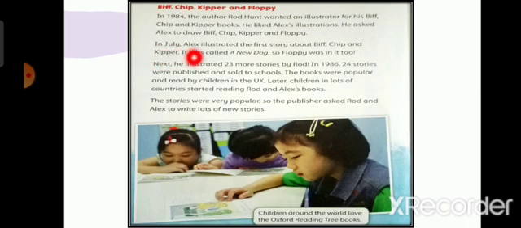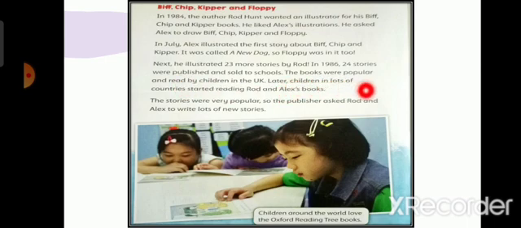In July, Alex illustrated the first story about Biff, Chip, and Kipper. It was called A New Dog. So Floppy was in it too. Next, he illustrated 23 more stories by Rod. In 1986, 24 stories were published and sold to schools. Published means printed and available for reading.